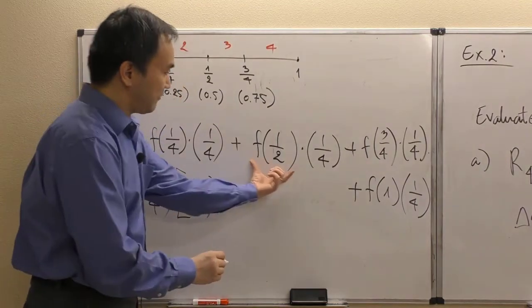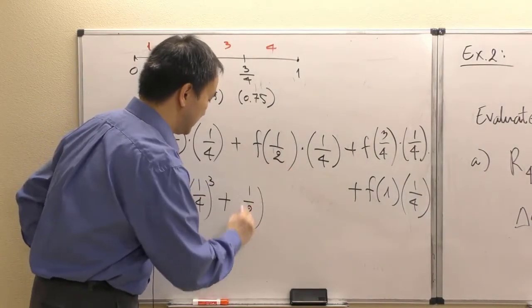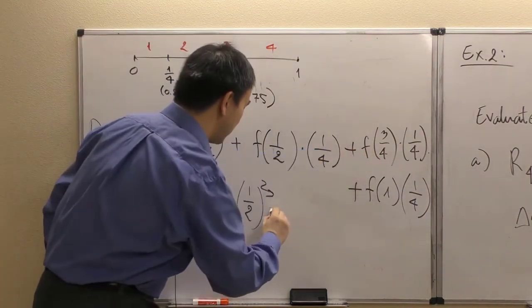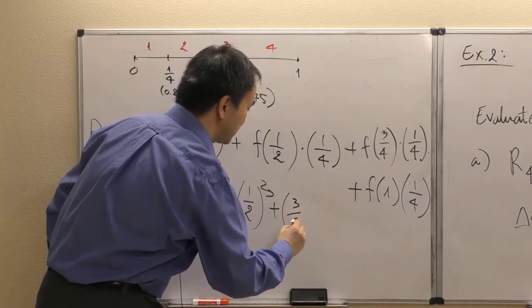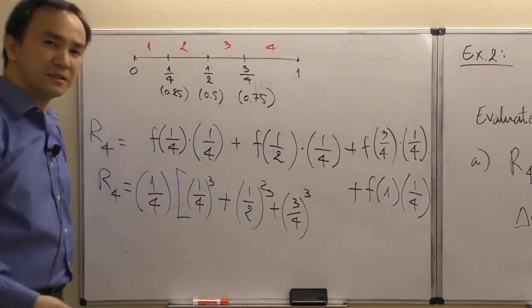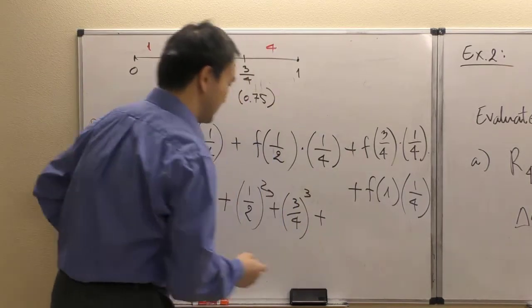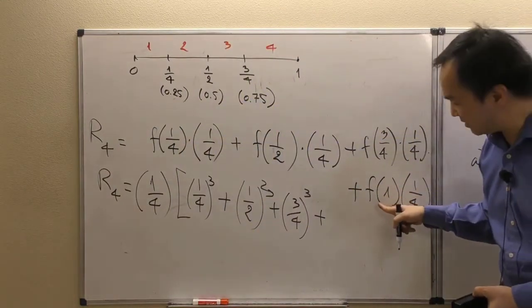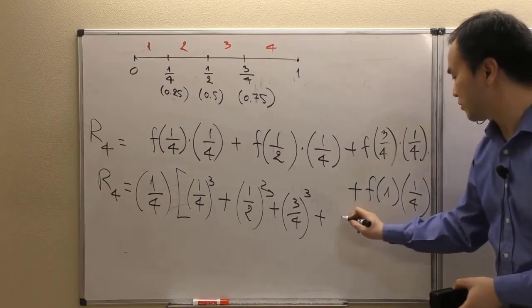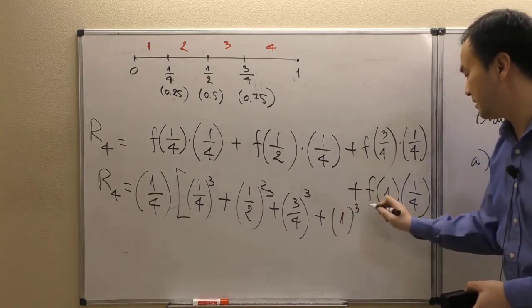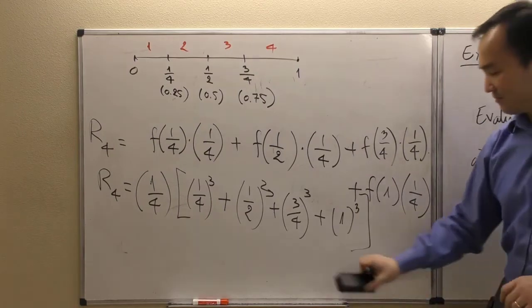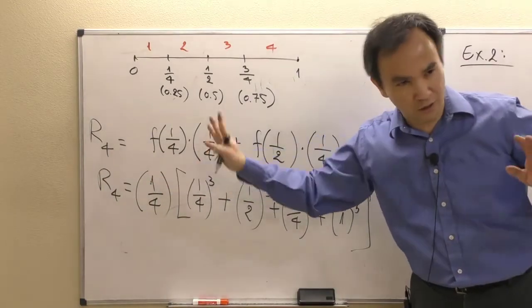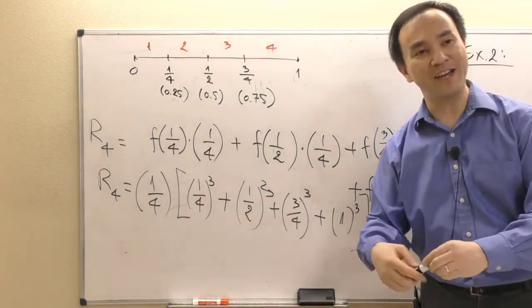Now plus f at 1/2 will be 1/2 cubed. F of 3/4 is going to be 3/4 cubed. Okay, and f at the last one here in our work is going to be 1 cubed, and then we put that in brackets. And so that's how we keep getting closer to our final answer of R4. And I'm talking about R4. I'm not saying anything at all about area.